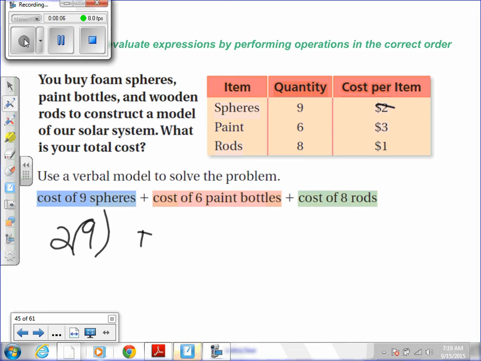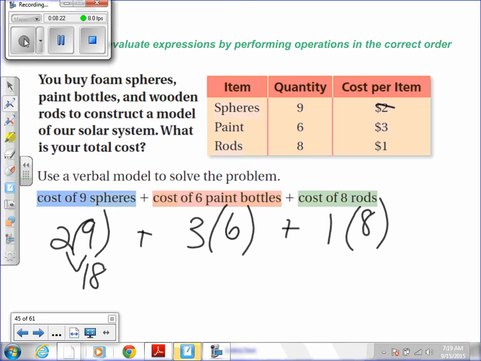All right, and plus means and I have to pay $3 for my paint. And I need 6 containers of paint. So I have to pay $3 6 times. And I have to pay $1 8 times. Okay? So order of operations says I multiply before I add. So let's go through and do our multiplying.